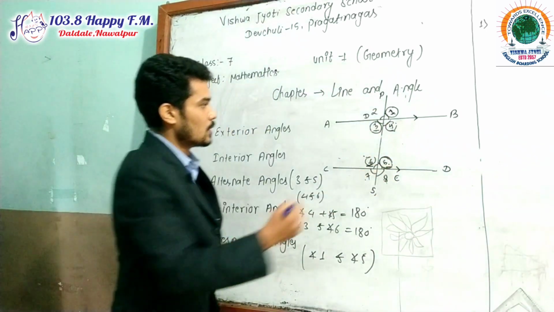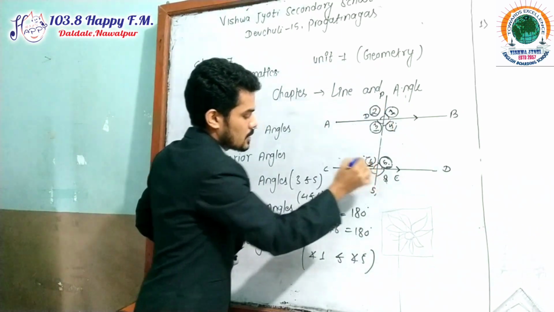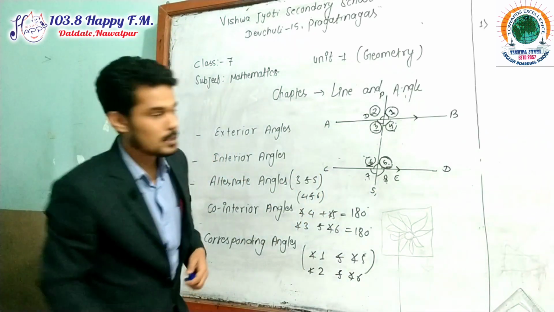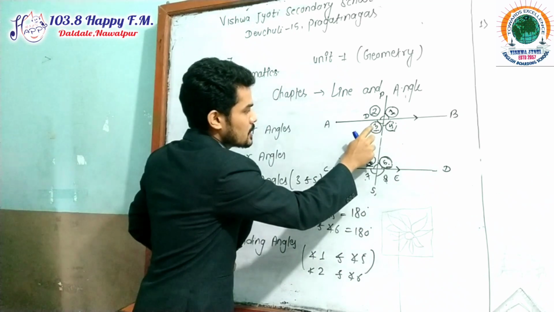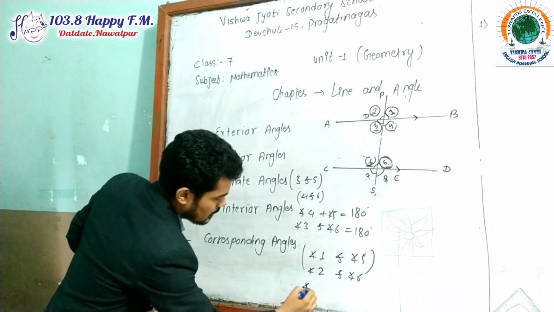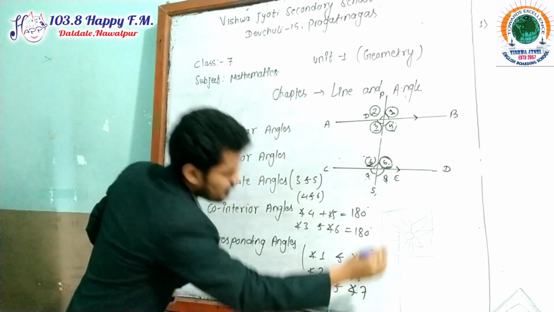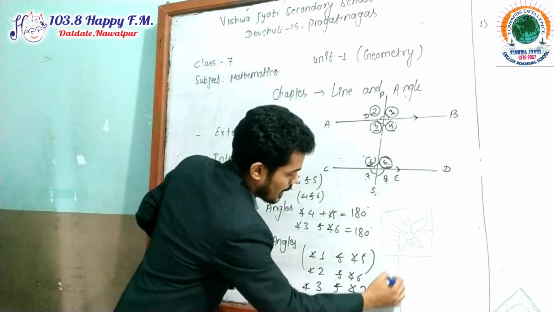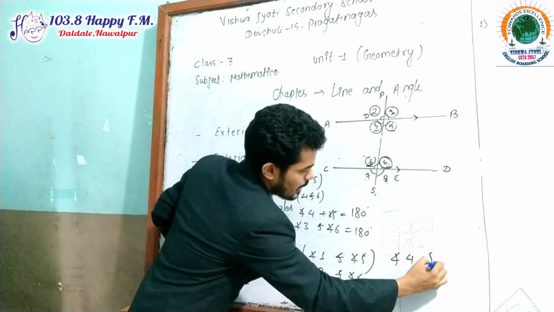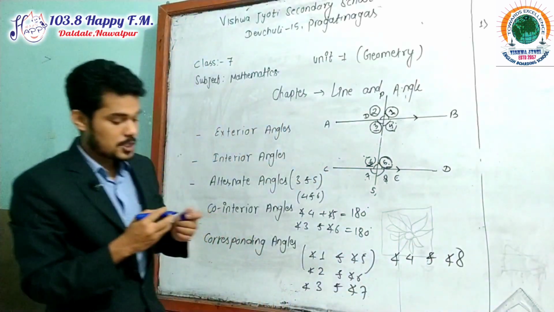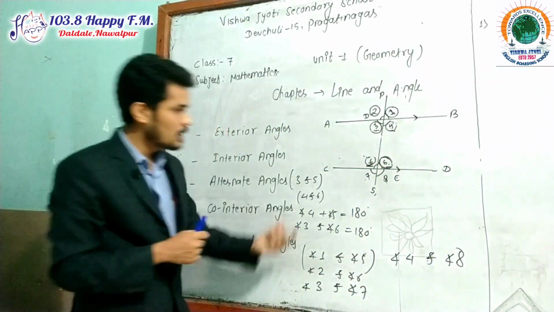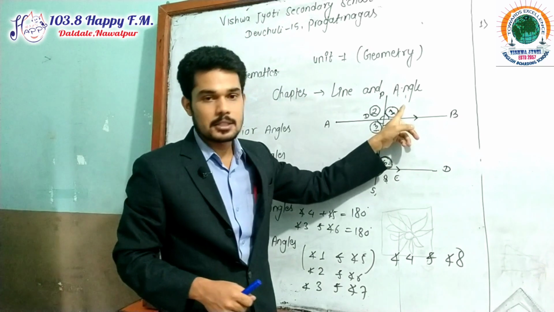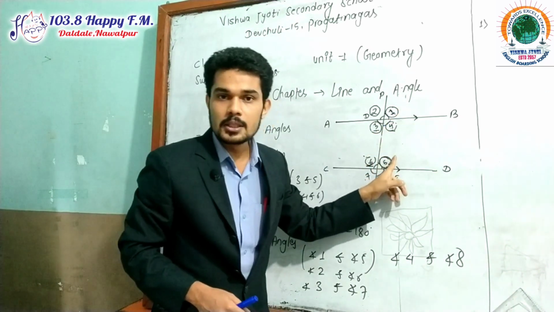There are others also. 2 is exterior, 6 is interior, angle 2 and angle 6. 3 and 7, 3 is interior, 7 is exterior. Similarly, 4 is interior and 8 is exterior, on the same side, angle 4 and angle 8. These are the corresponding angles. The definition of corresponding angles is two angles formed on the same side of the transversal, one of them being an exterior angle and the other an interior angle.